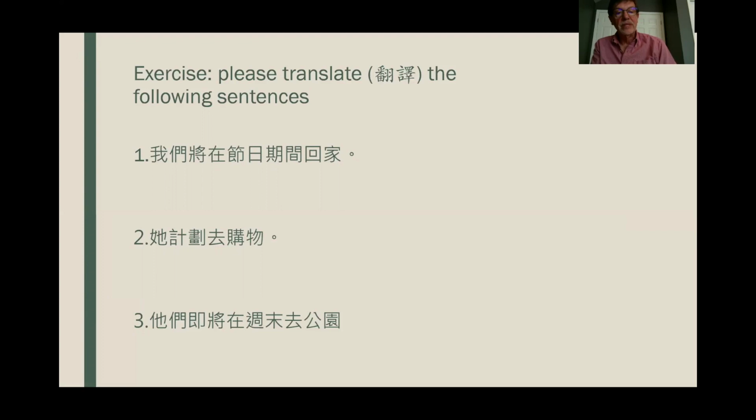So, question one, look at that, write something down. You can pause the program. But I'm going to hit return and the answer will come up. The same thing would happen on whatever device you're using. For the first one, we will go home during the festival. So in this case, it's future, the simple future. We will go home during the festival.